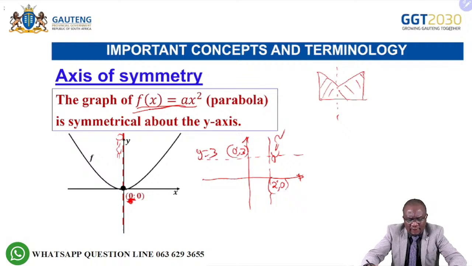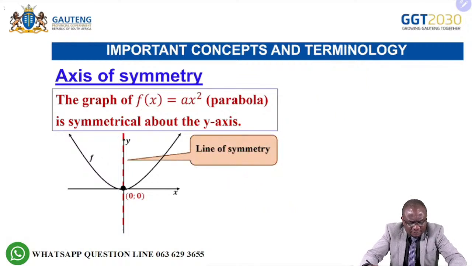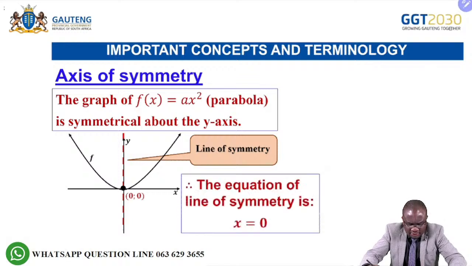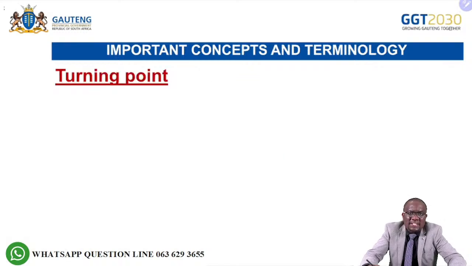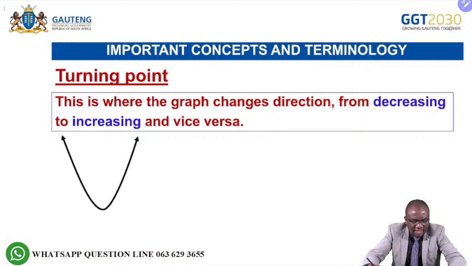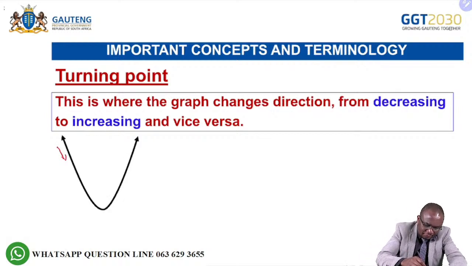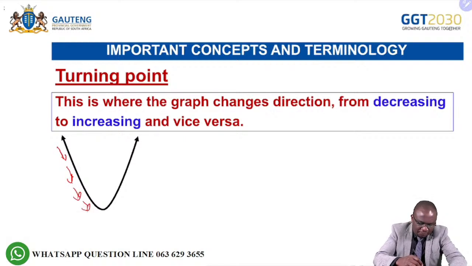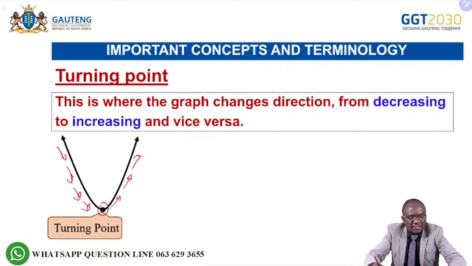Right. And what else do we have? We've talked about the turning point. This is where the graph changes direction from decreasing to increasing or vice versa. Like this graph here is decreasing, going down, going down. And when it gets to this point, it turns. It's now going up, it's now increasing. So this is the turning point, where the graph changes direction.